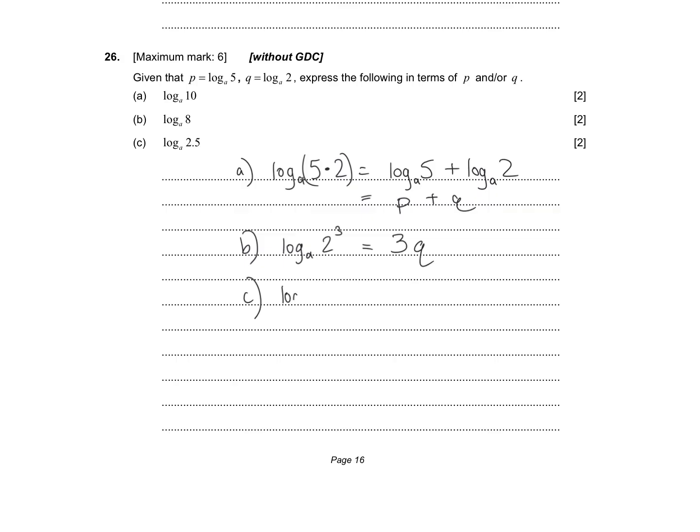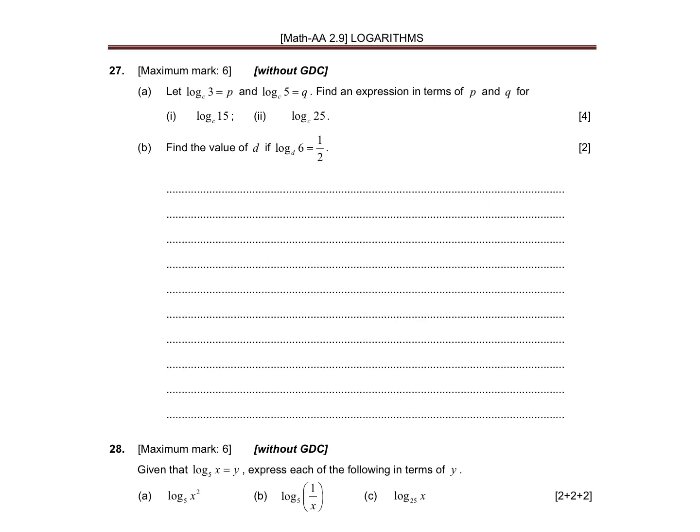C, that's going to be 5 over 2, which we can separate by subtracting because we're dividing. So we're going to have p minus q. All right, this one for a(i), we can multiply 5 times 3 and then separate by addition, and that's going to be q plus p. For a(ii), we're going to have 5 squared. The 2 falls back, and q.